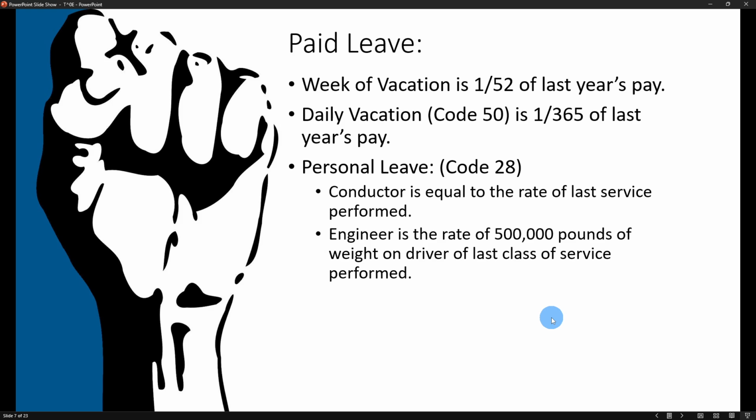Paid leave, a week of vacation is 1/52 of last year's pay. Daily vacation day is 1/365 of last year's pay. Personal leave day, conductors equal to the rate of last service performed. Engineers, rate of 500,000 pounds of weight on driver of last class of service performed.